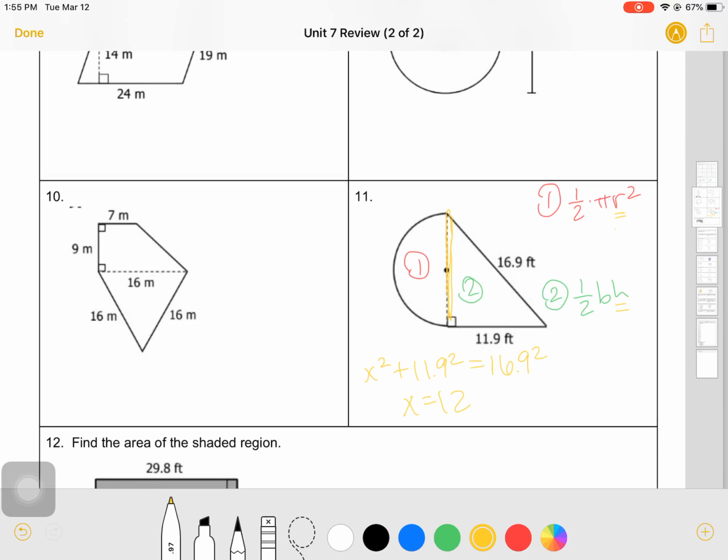What that means for me is my radius is 6 and my height here is 12. And then you're going to plug into the rest of your formulas. So for example, the base here is 11.9. And my circle formula would be there. This one does have a typo on the key, so make sure you correct it. It should be 127.9, I believe, feet squared.